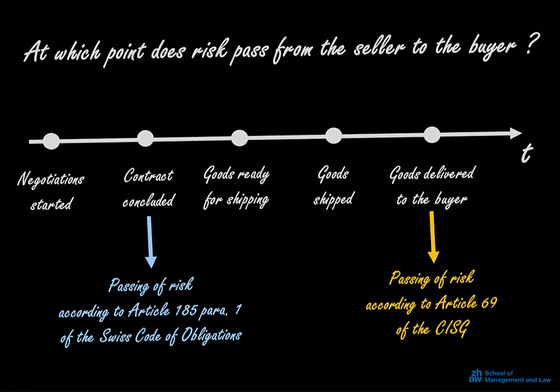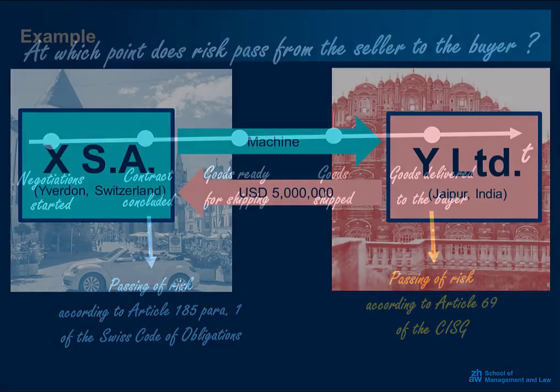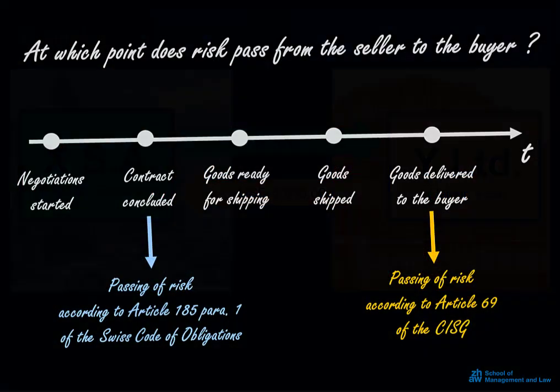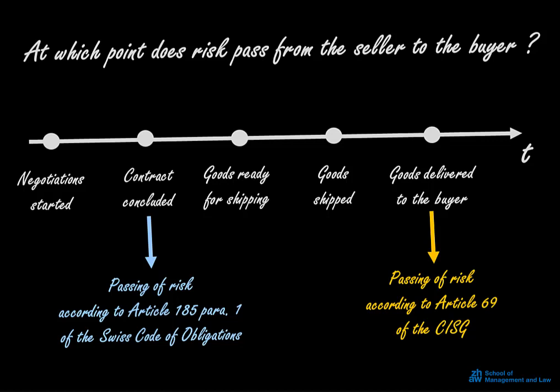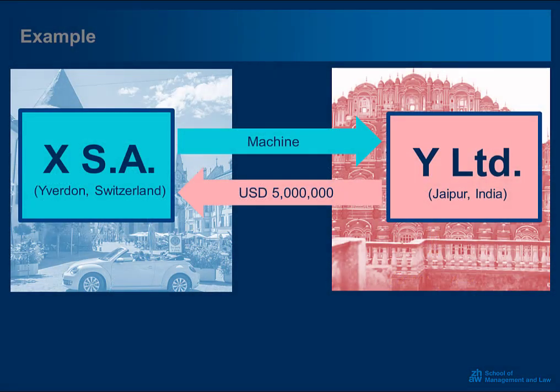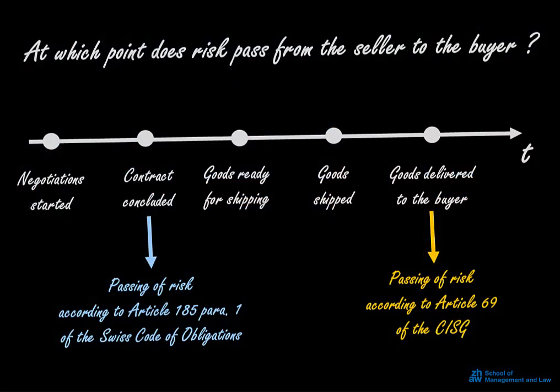Well, of course, it depends on your perspective. If you are the foreign buyer, such as Y Limited in our case, you would probably prefer the CISG with regard to the passing of risk. But if you look at it through the eyes of a Swiss seller, such as XSA in our case, you would probably feel differently. From a seller's perspective, the rule of the Swiss Code of Obligations, Article 185, seems more advantageous. It means less risk for the seller and more risk for the buyer.